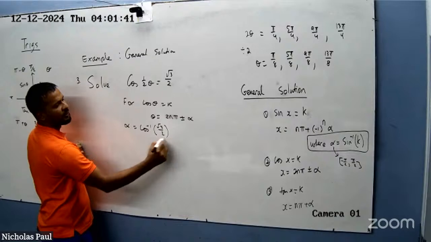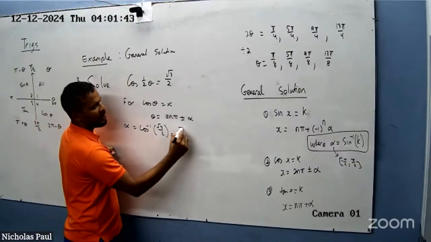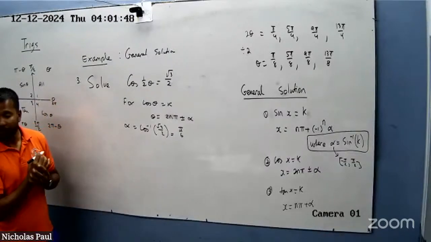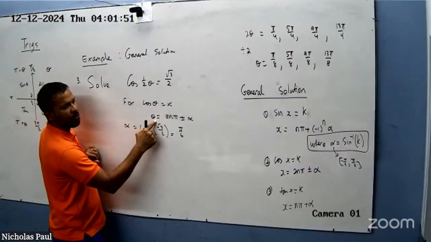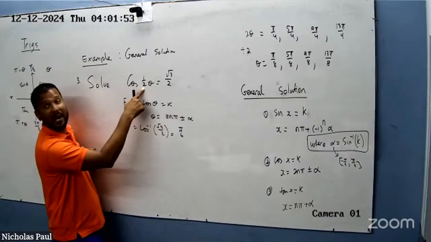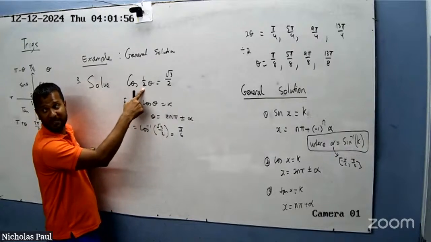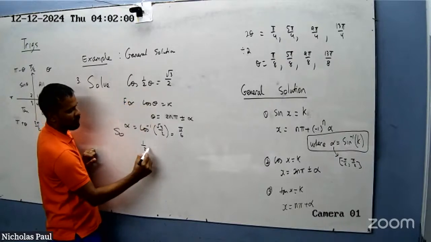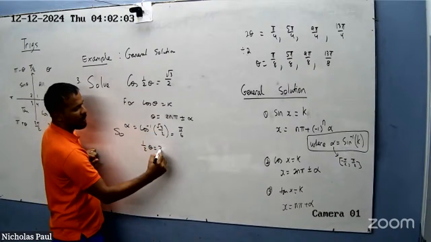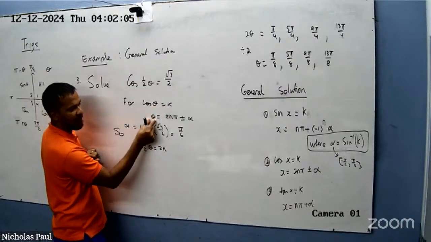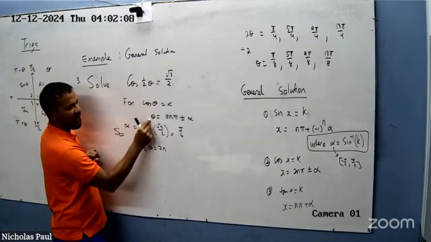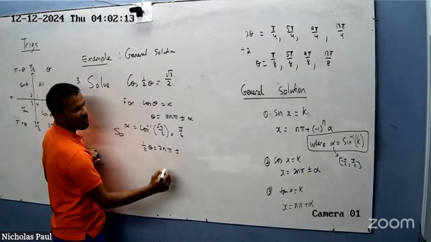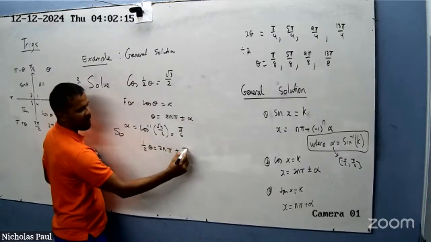Cos inverse root 3 on 2 is pi on 6, and you're done. But watch this. This is the general solution for cos theta. What do we have here? A half theta. So a half theta is equal to 2n pi plus and minus alpha, where whatever you have here goes in here. Alpha is pi on 6.